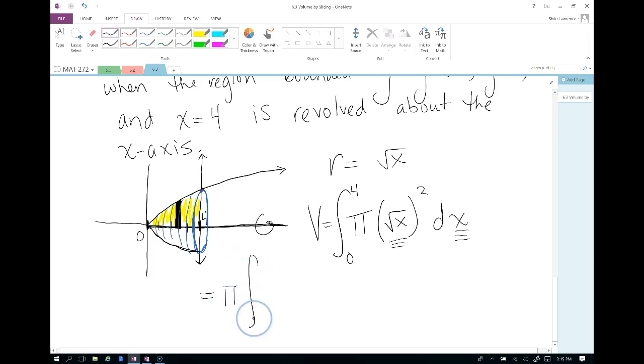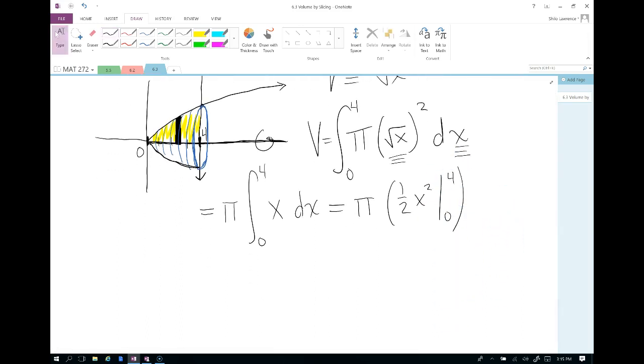The pi we can just forget about until the end because we want an exact answer. If you square a square root, they cancel each other out and just leave your radicand of x. So we just need to integrate x and evaluate it from 0 to 4. The antiderivative for x is 1/2 x squared. We need to plug in 4. 4 squared is 16. Half of that is going to be 8. And then plug in 0, we're going to get 0.